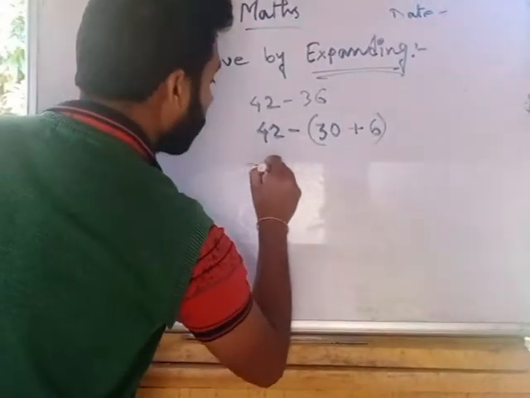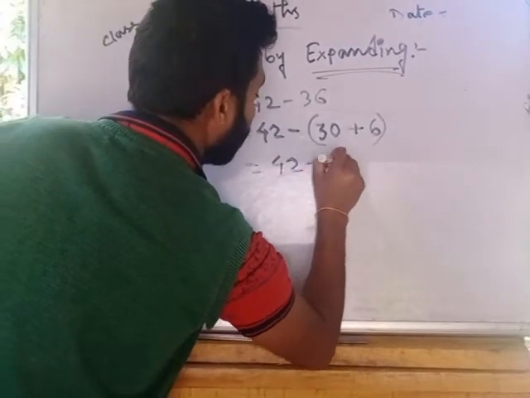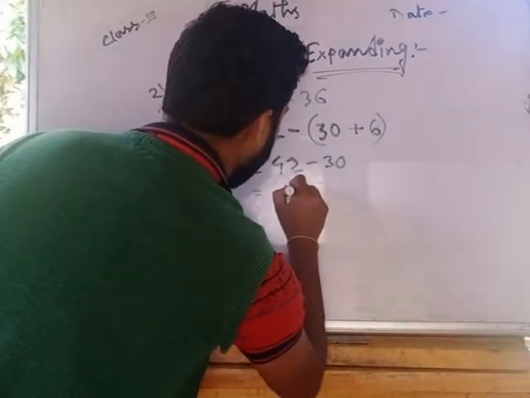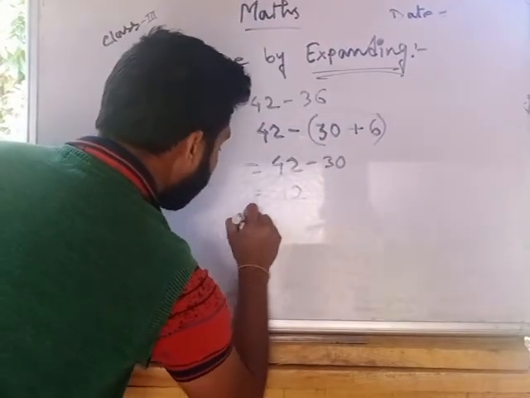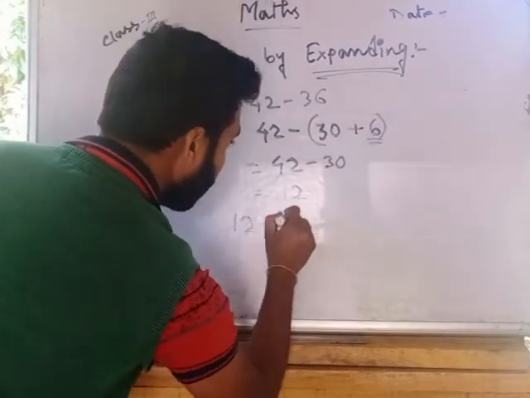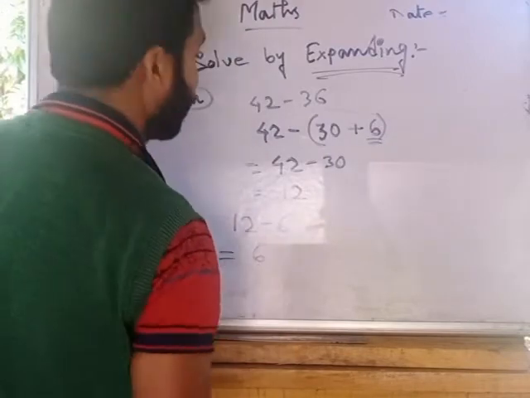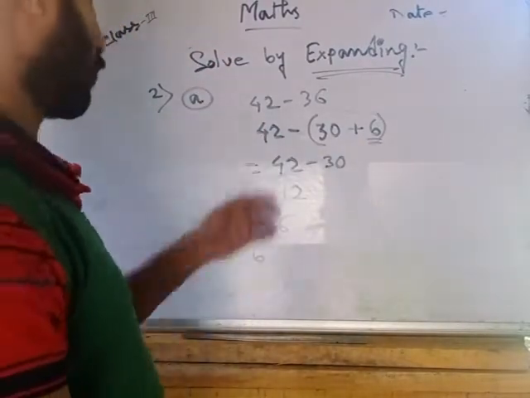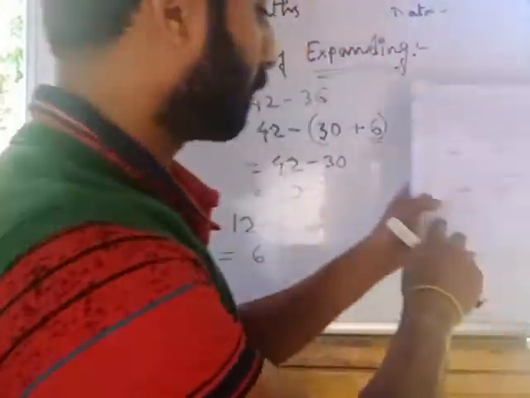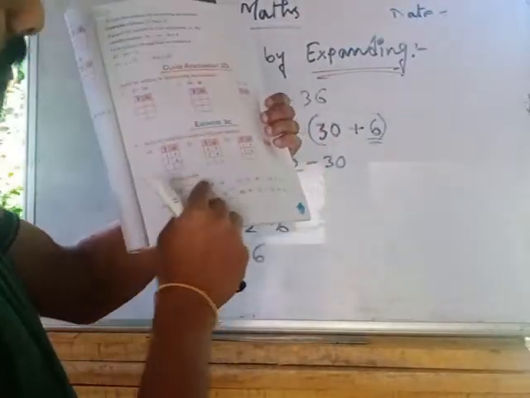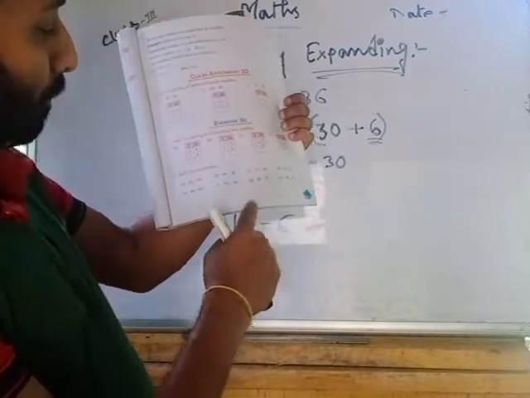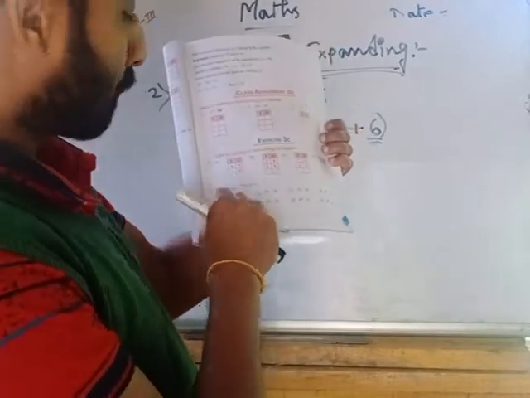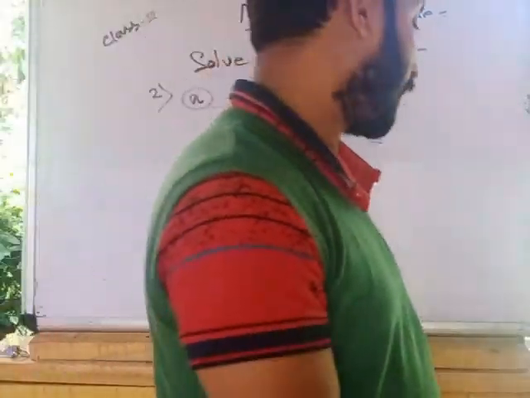At first we should subtract 30 from 42. That is 12. Once again we should subtract 6. 12 minus 6, that is 6. That is called solved by expanding. Subtraction signs are there. You should subtract, solved by the expanding method.